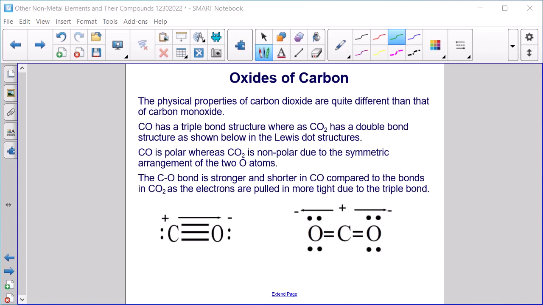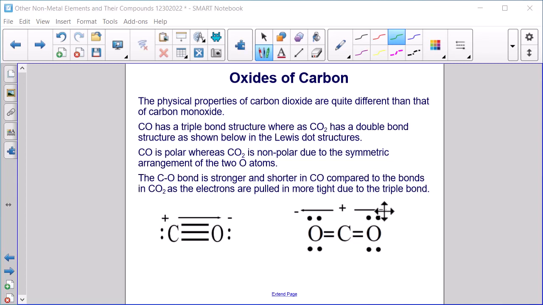The physical properties of carbon dioxide are quite different than that of carbon monoxide. Carbon monoxide has a triple bond structure, whereas carbon dioxide has a double bond structure, as shown in these two Lewis dot structures. Carbon monoxide is polar. You can see the dipole in this direction, whereas carbon dioxide is nonpolar due to the symmetric arrangement of the two oxygen atoms. So these two dipoles, when added, result in an overall nonpolar molecule.